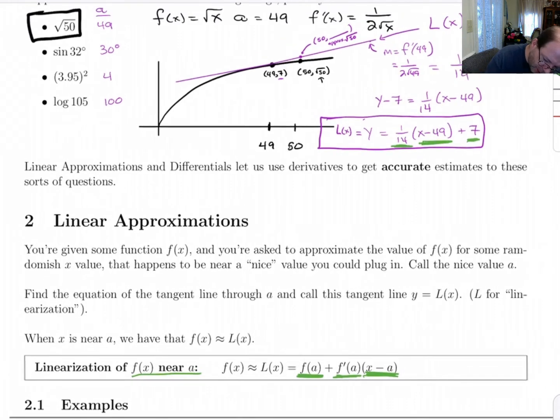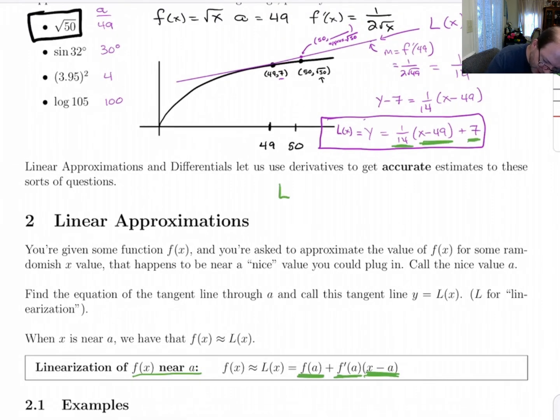So if I wanted to figure out what the square root of 50 is, I just do L of 50. Now let me change to purple for that. L of 50 is equal to 1/14 times 50 minus 49, plus 7. And so this winds up being 7 plus 1 over 14. So this tells us this is approximately the square root of 50.